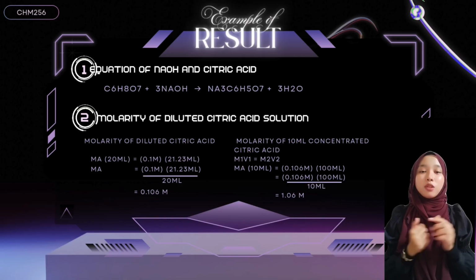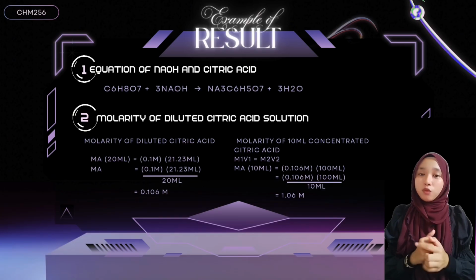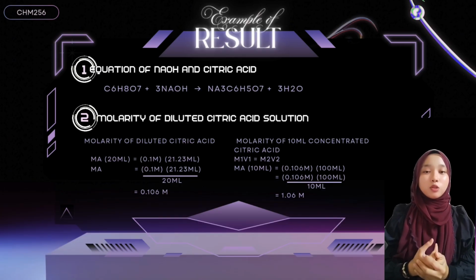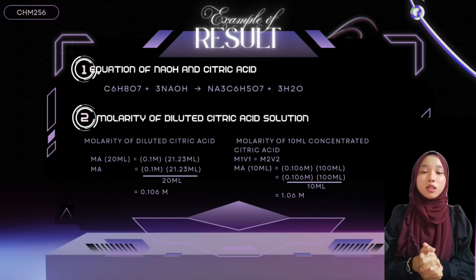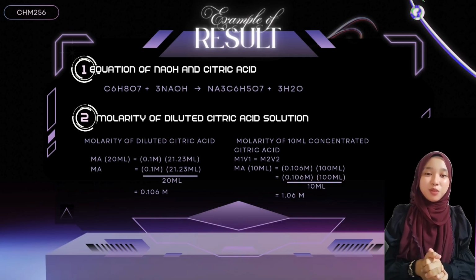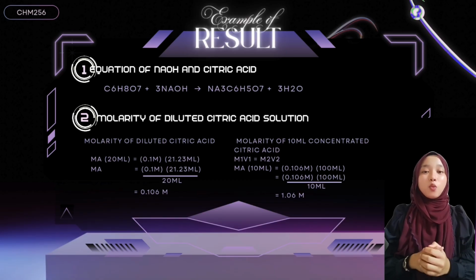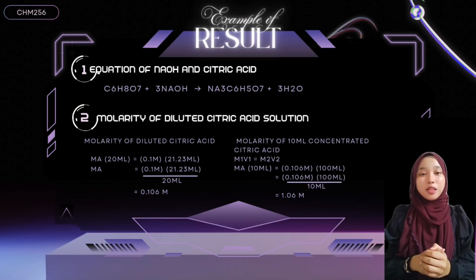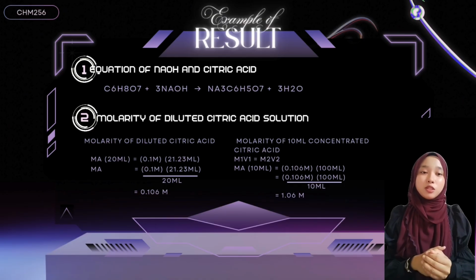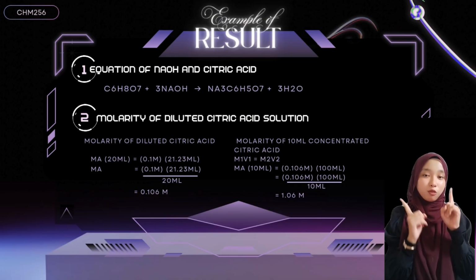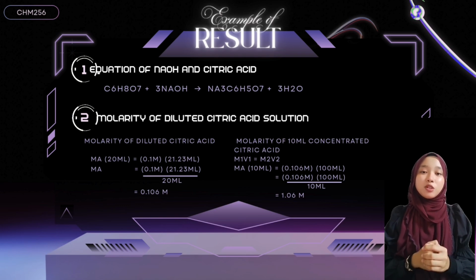Next, we calculate the molarity of the diluted citric acid. Using the dilution formula, which is M1V1 equals M2V2, substituting the values into the formula, 0.1 molar times 21.23 ml divided by 20 ml, we get 0.106 molar. Then we use that value to find the molarity of the 10 ml concentrated citric acid using the same formula, which is M1V1 equals M2V2. So we get 1.06 molar.